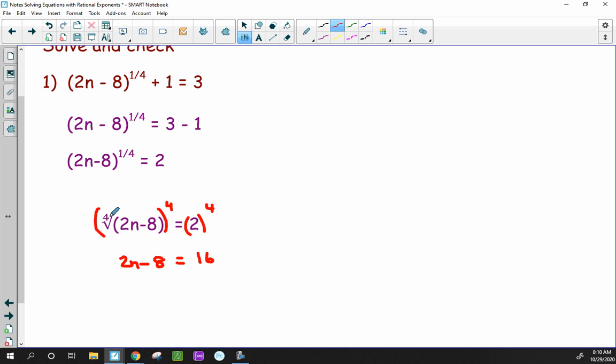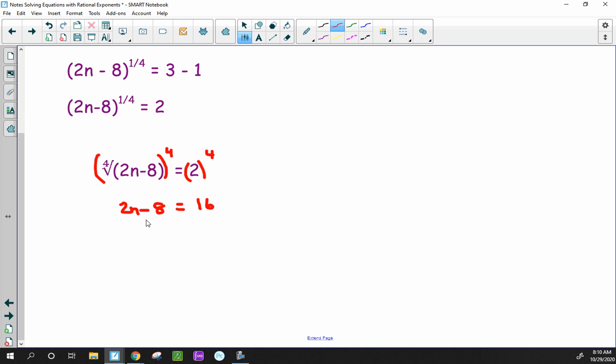And then notice that the radical and the fraction power is gone, so the next step is just to solve for n, solve the remaining equation. It is a linear equation, power of 1, so you would expect one answer. I'm going to transpose the negative 8, make it positive. You're going to add 16 and 8 to get 24, and then you're going to just divide by 2. And so n is going to be equal to 12.